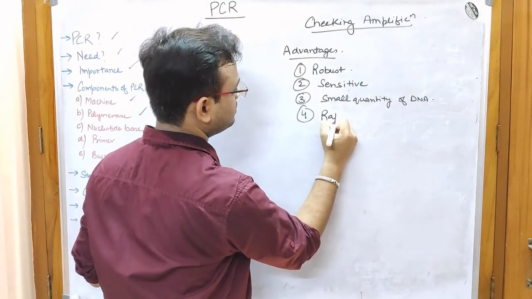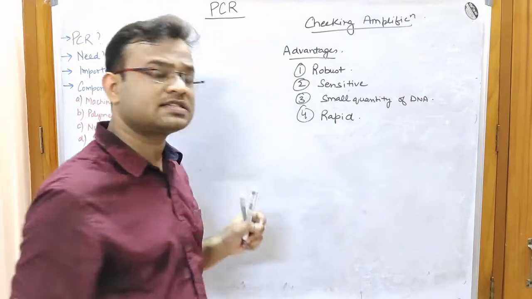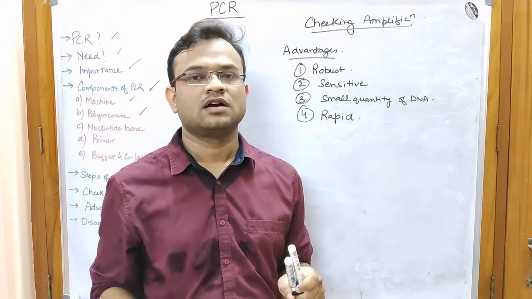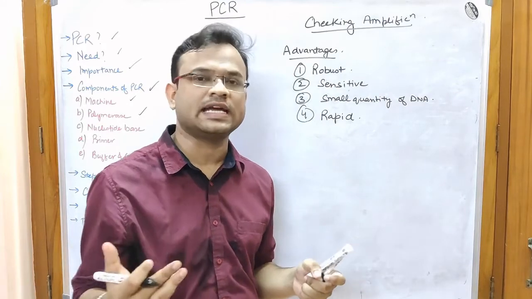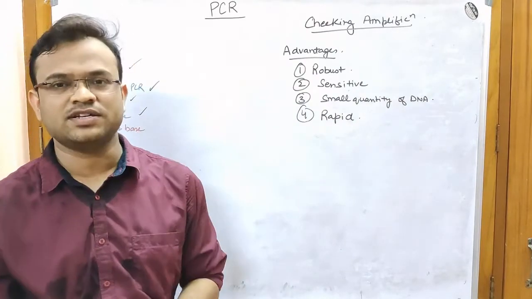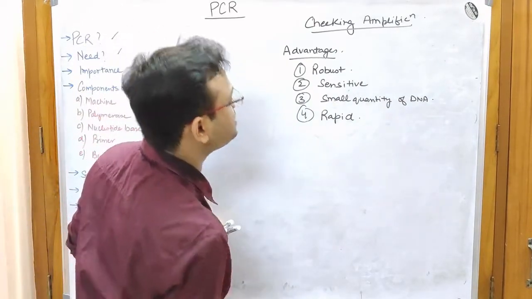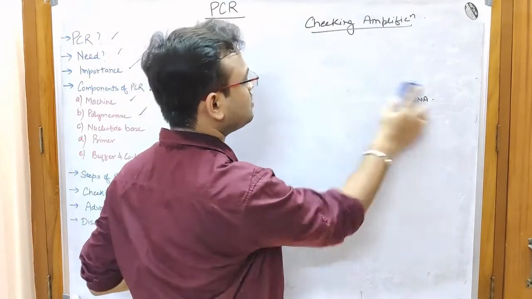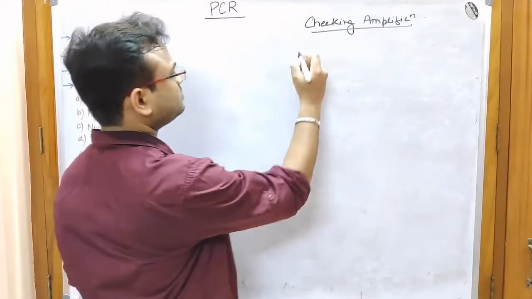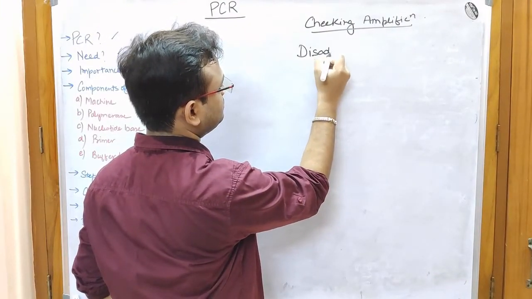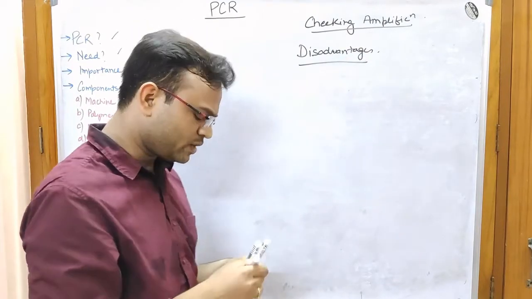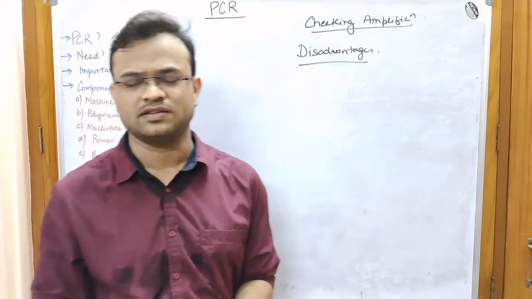It is rapid. Okay, and it is comparatively not as expensive as a cloning technique. So these were some of the advantages that a PCR machine has. Now let us focus on disadvantages. When we come to disadvantages, there are not many disadvantages that I can think of.